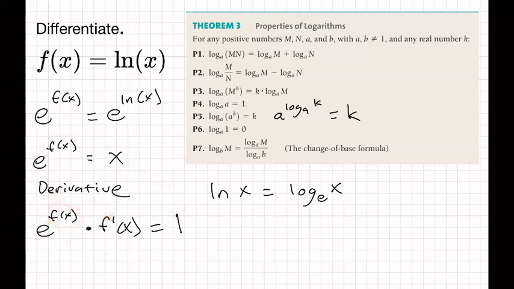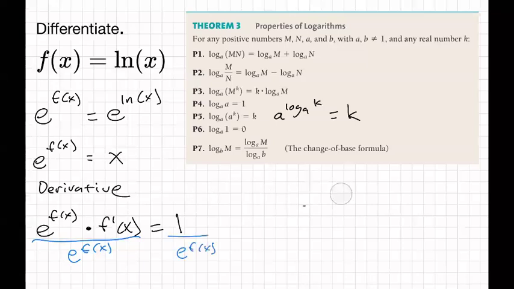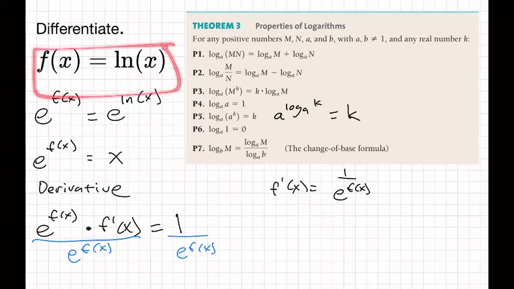Now, what that allows me to do is I can divide both sides by e to the f of x, right? Because what that's going to give me is the derivative function that we're looking for. f prime of x equals 1 over e to the f of x. Now, we don't want to keep the f of x in there, though. We already know what f of x is, so we can actually go plug that back in. So it'd be 1 over e to the natural log of x as an exponent.